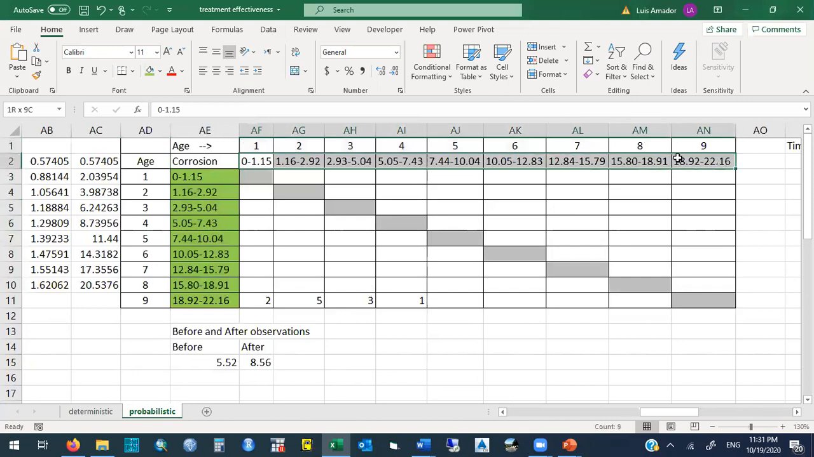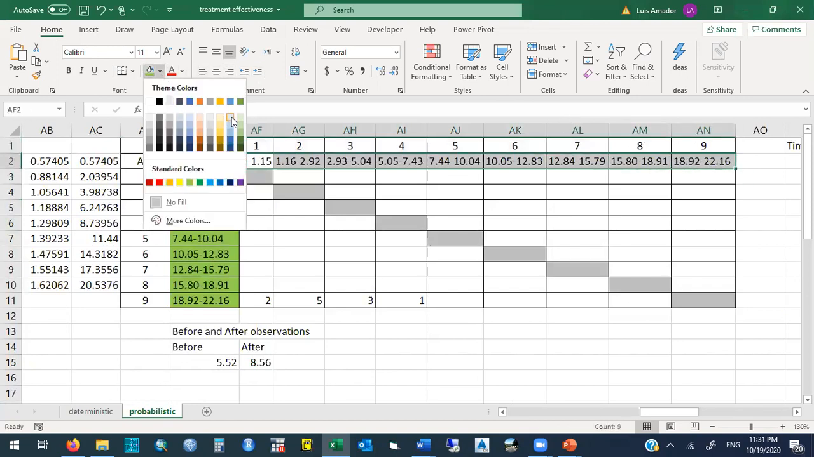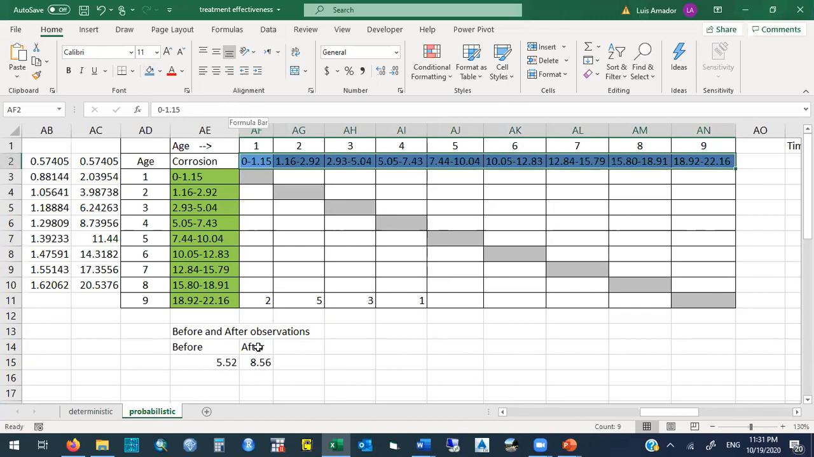And why is corrosion increasing? Why is corrosion increasing in the after? I did it on purpose. Yeah, it should go down, but I did it on purpose. Just a second, camera. All right.